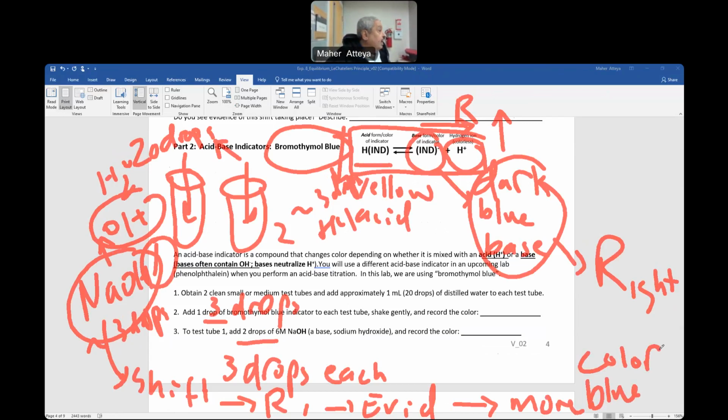Correct? Now, if you added HCl, what will happen? HCl will provide you with H plus. The OH will provide you OH minus, correct? The HCl will add H plus. The H plus adds itself to the H plus. So this arm now will be what?